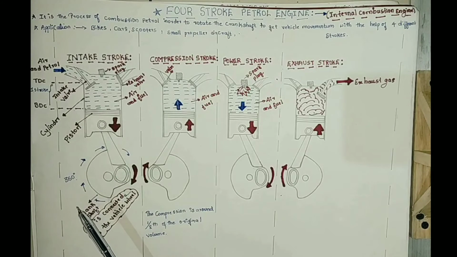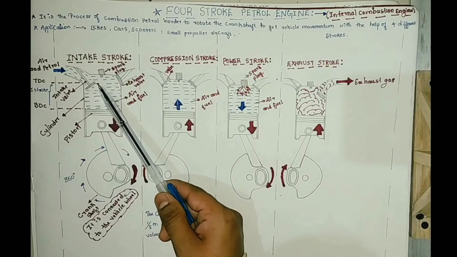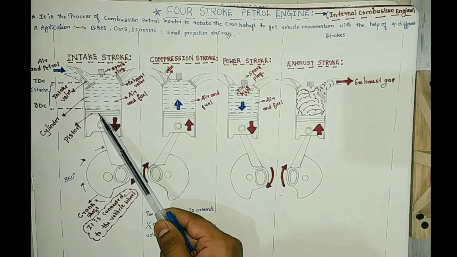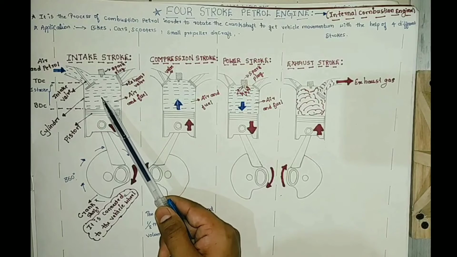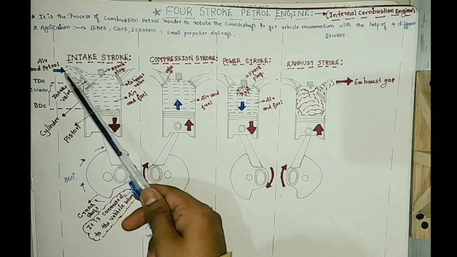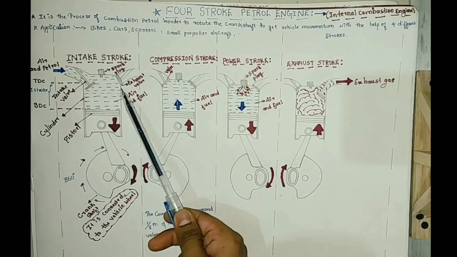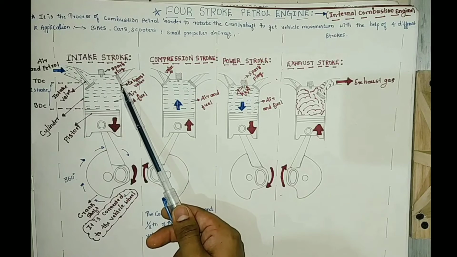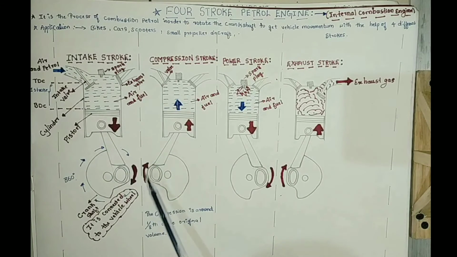Now I will explain the working principle of the 4-stroke petrol engine. When the vehicle is under momentum, the piston moves from the top dead center to the bottom dead center. Because of this movement of the piston, a vacuum is created within the cylinder which sucks the air and petrol mixture inside the cylinder. During that time, the intake valve will be open and the exhaust valve will be closed. Because of this movement of the piston, the crankshaft takes its first half rotation, that is 180 degrees.